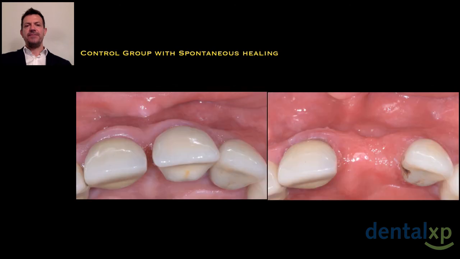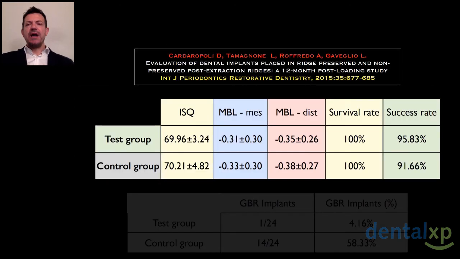And so the outcomes that we found in our study are here. In the test group with ridge preservation, the implant stability quotient was 69, in the control group 70, so no differences between the two groups from the statistical point of view. And also the marginal bone level was at 0.31, 0.35, 0.38 at 1 year, both on the mesial and distal side of the two groups.